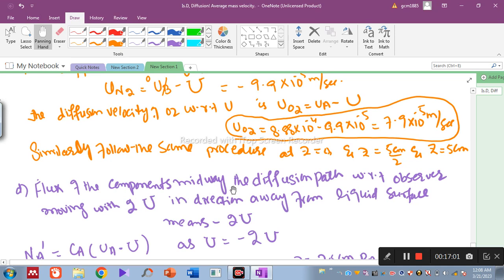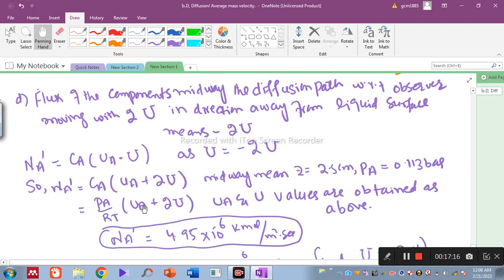Now the flux of component A midway along the diffusion path, with the observer moving with 2u in the direction away from the liquid surface. When the observer is moving away from the liquid surface, it means the observer is moving with velocity minus 2u. So what will be the flux of oxygen and what will be the flux of nitrogen? In this case the flux of oxygen will be denoted by Na dash, and this is Ca into Ua minus u. This u is obtained in part C, which you can apply at the top, middle or bottom.